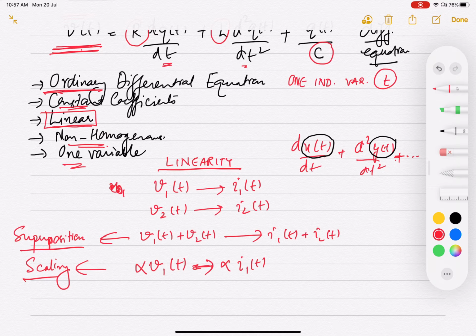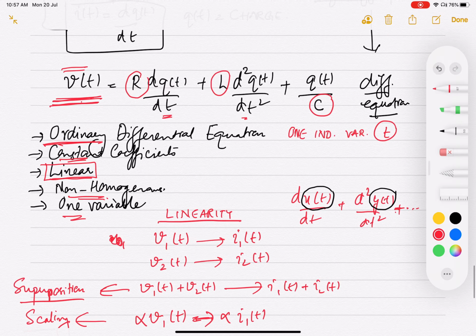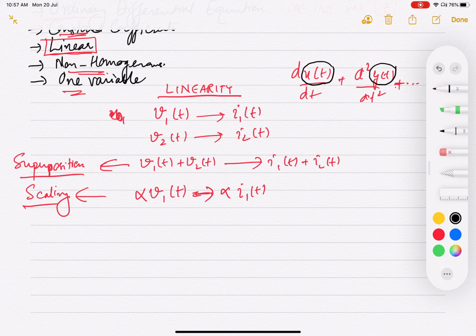Okay. So an ordinary differential equation which is linear and has constant coefficients generally represents systems which are called linear time invariant systems. Right? This is very important. Linear time invariant systems, LTI.